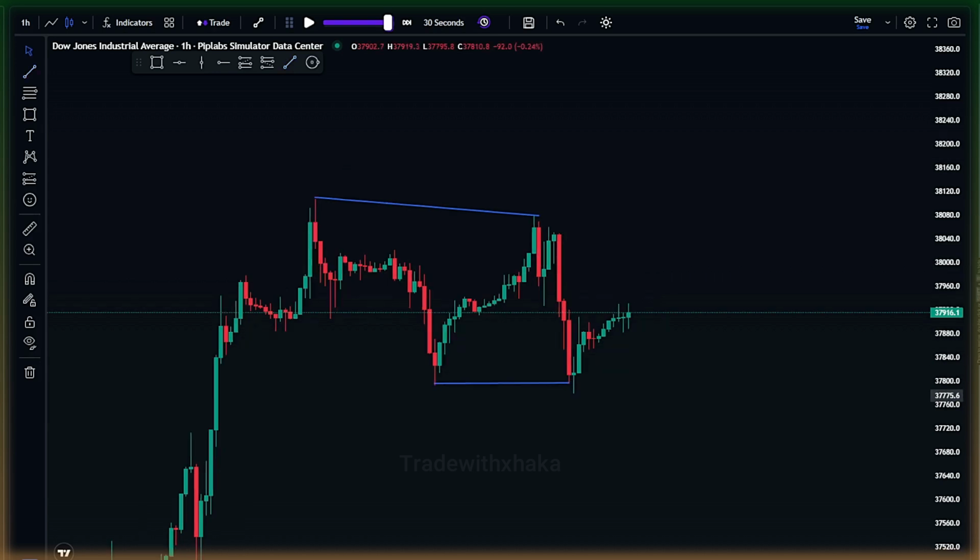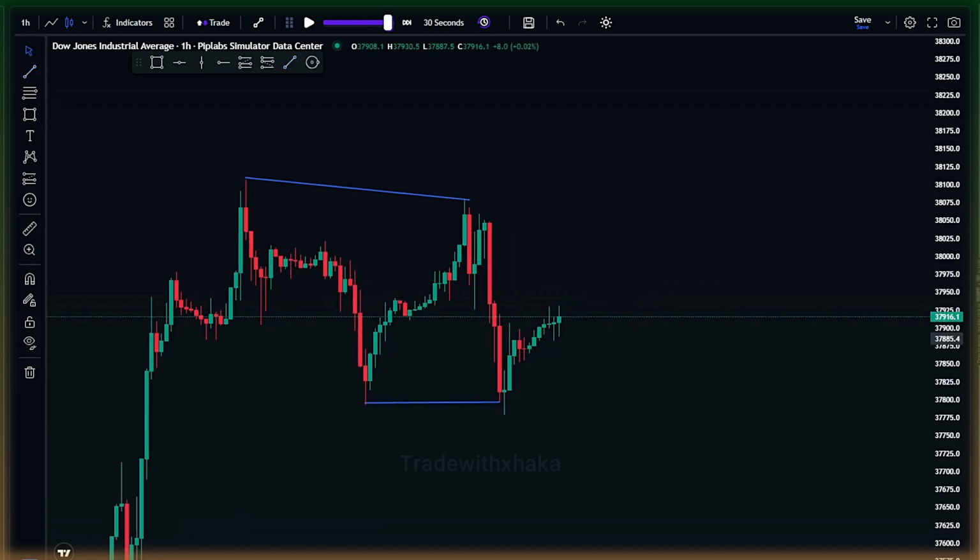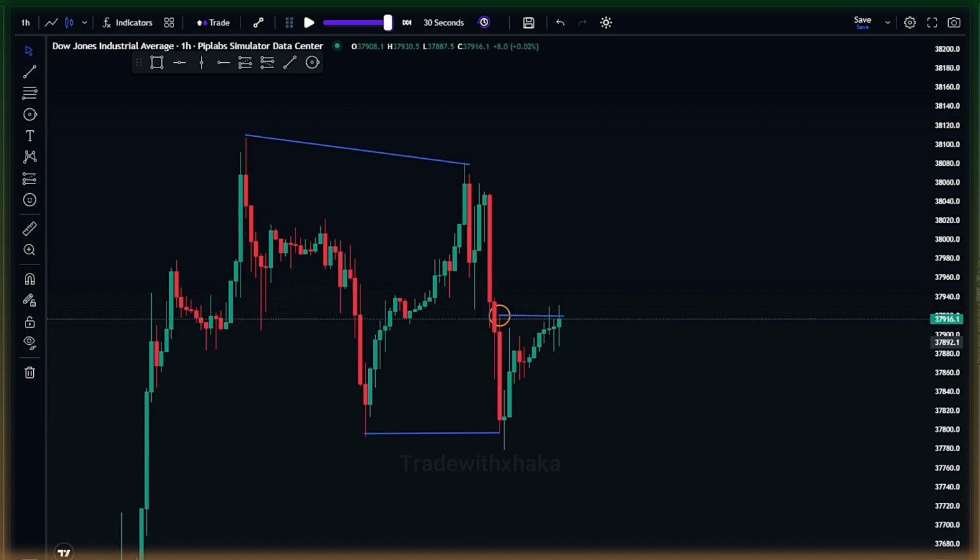Why do I call it equal low? This is a proper pullback. I mean, the zone, this candle here has been taken out by this push. So automatically here becomes a valid pullback. That's why I call it equal low. Price is likely to move down to this very zone, take out liquidity and move out.